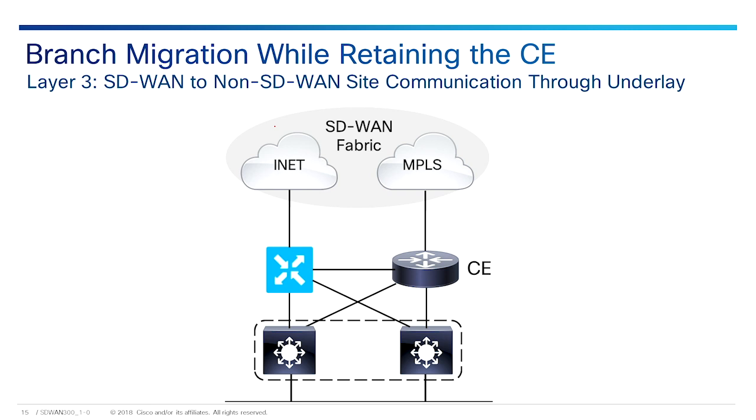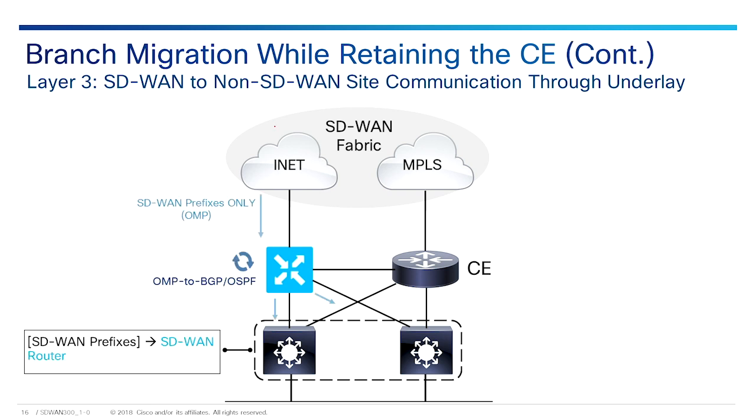So, the whole purpose of this was to retain the customer edge device. So if we want to send non-SD-WAN traffic directly through the CE to the MPLS network, only SD-WAN prefixes are announced through the SD-WAN tunnels. They get redistributed to the local routing protocol and are sent to the core switches. Okay? So SD-WAN, SD-WAN, SD-WAN. No non-SD-WAN prefixes are coming from here. This would have to be controlled at that main site, though.